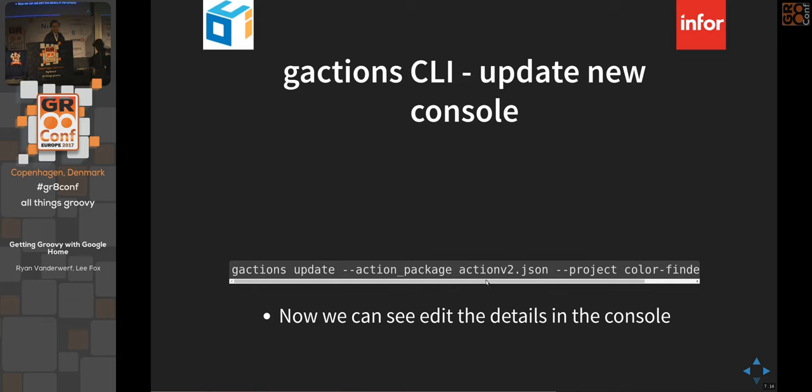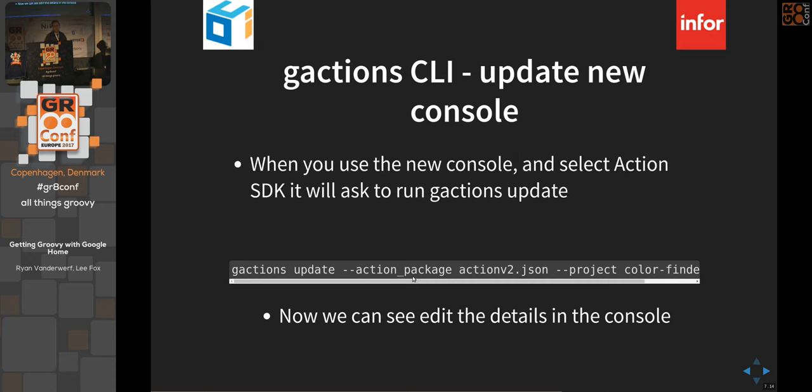Another thing that's going to happen is there's a new console. So this came out on the May 17th. It kind of threw a monkey wrench in our presentation because it all stopped working. And we've had to redo it. And we've got this action v2 JSON file now in our GitHub repo. And you have to run this so that the console knows about your application. It can definitely save you some typing. There still is some form filling to do.